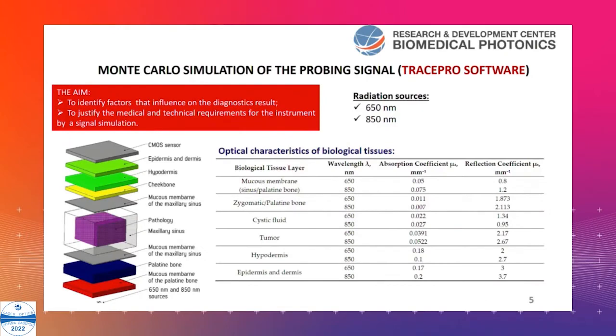In order to justify medical and technical requirements for our device, we carried out numerical simulation of light propagation through the maxillary sinus with different pathological changes. Our model includes 8 main layers and one additional layer in the form of pathology. We took into account differences in anatomical features of male and female, and all optical characteristics were taken from the literature.